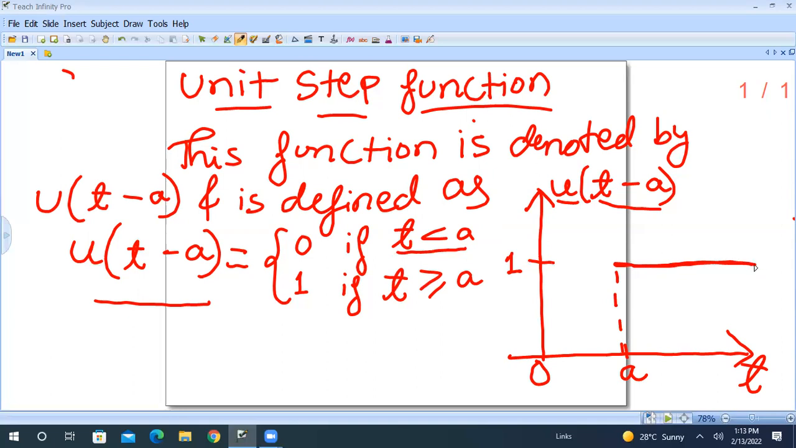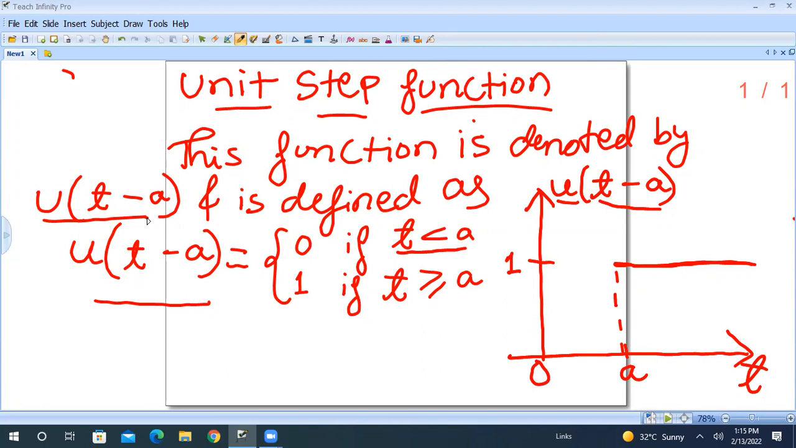So this is how we define the unit step function. Understand the unit step function: this function is denoted by u of t minus a, and it is defined as u of t minus a is equal to 0 if t is less than a, 1 if t is greater than or equal to a.